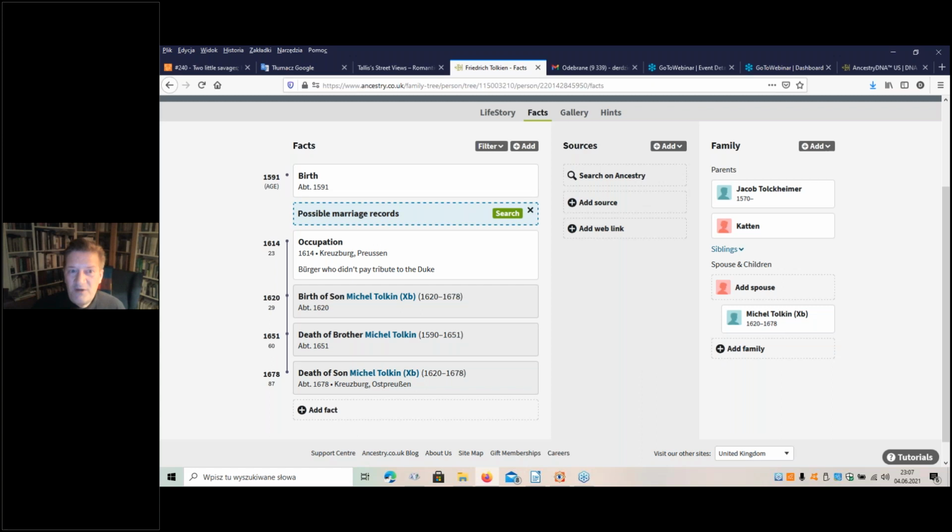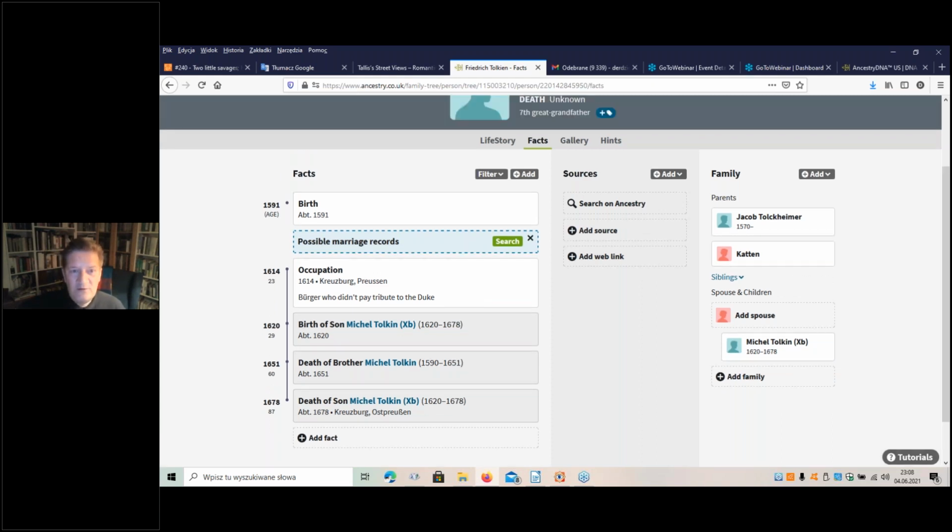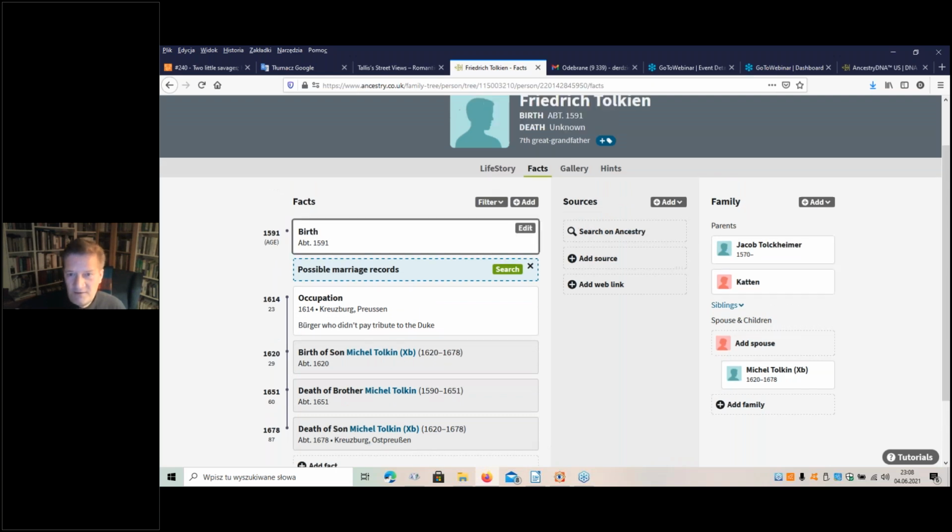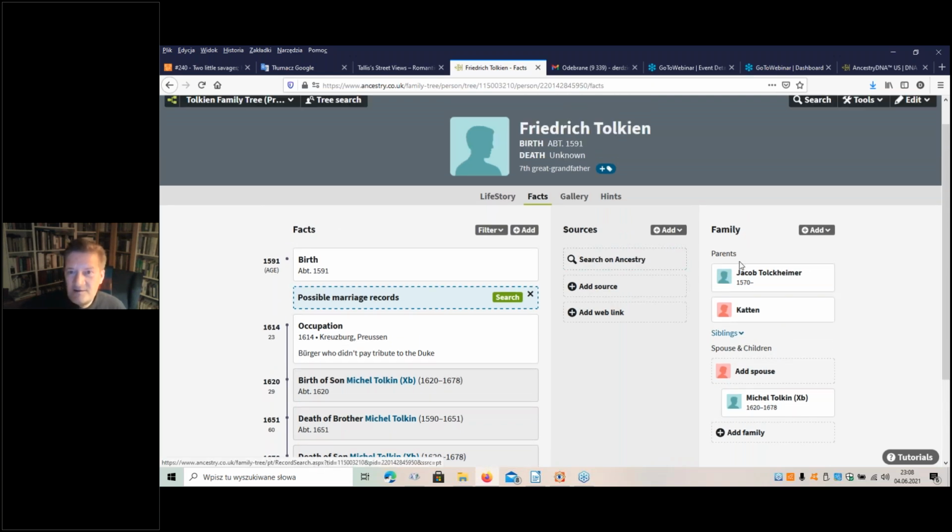who didn't pay tribute to the new duke. In this time, the dukes of Prussia were Protestant, but the first duke in the 17th century was not Lutheran, he was Calvinist, and there was opposition against him, and probably Friedrich Tolkin, as an Orthodox Lutheran, he didn't like the new duke, and he didn't want to pay the tribute to him. This is the only document we know about him.